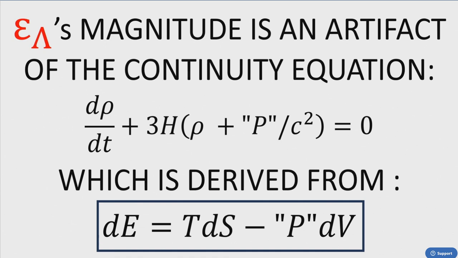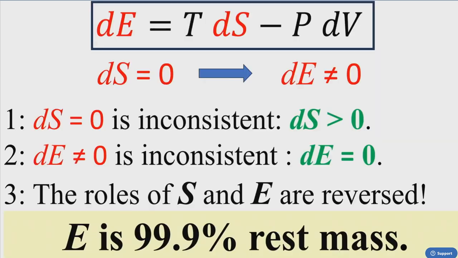The continuity equation, showed here in its Newtonian form, is one of the 3 equations used to develop lambda CDM. It in turn is derived from this bound expression of the first law of thermodynamics, which only describes what's happening inside a vessel and ignores the entire rest of the universe. So here's what they do. They freeze entropy for a freely expanding gas, and they allow total energy to change instead. These are both inconsistent with the thermodynamic laws. Their roles are reversed. And total energy is comprised almost entirely of rest mass today.